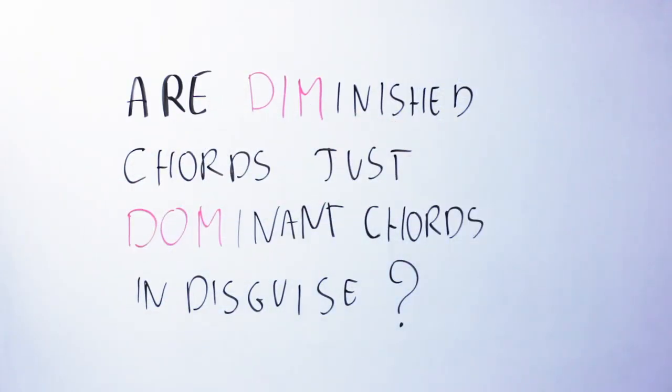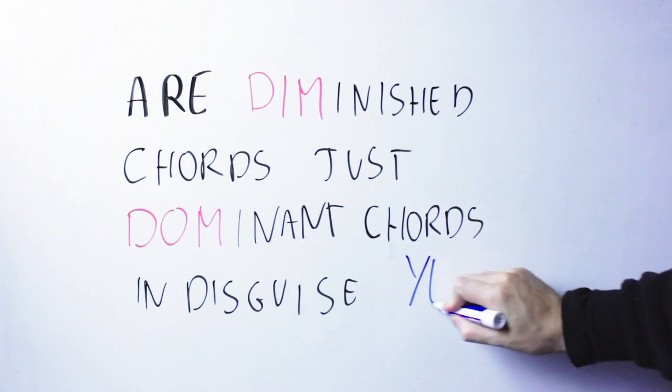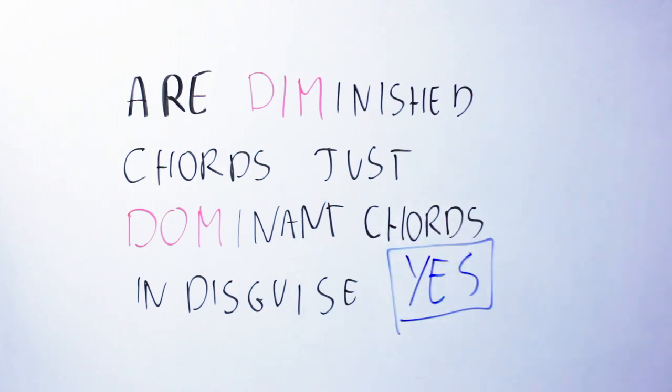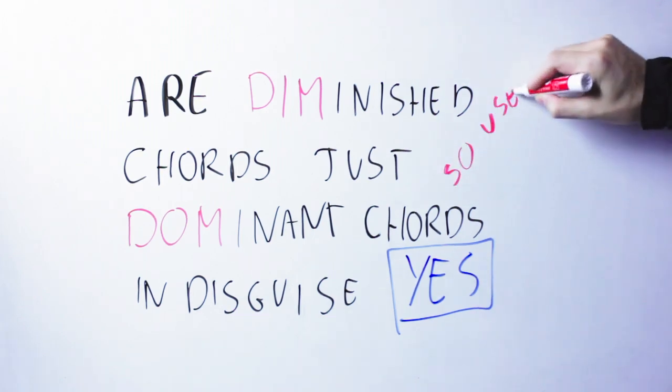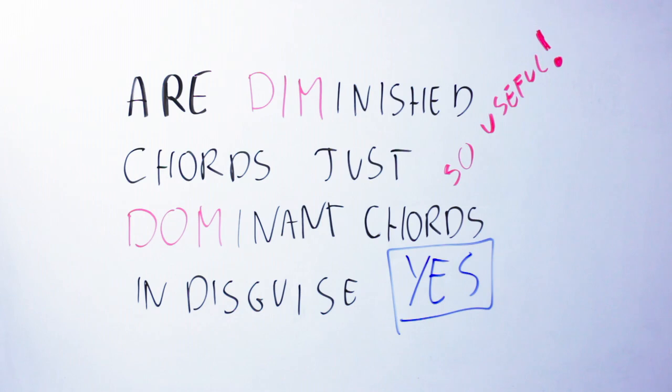Diminished chords are just dominant chords in disguise. This is one of those little things about music theory that is completely obvious to anybody who studied music theory properly and completely mysterious to everybody else. And it's really useful for us. So let's go and see what that actually means and how we can use it to simplify our lives when we play our guitar.